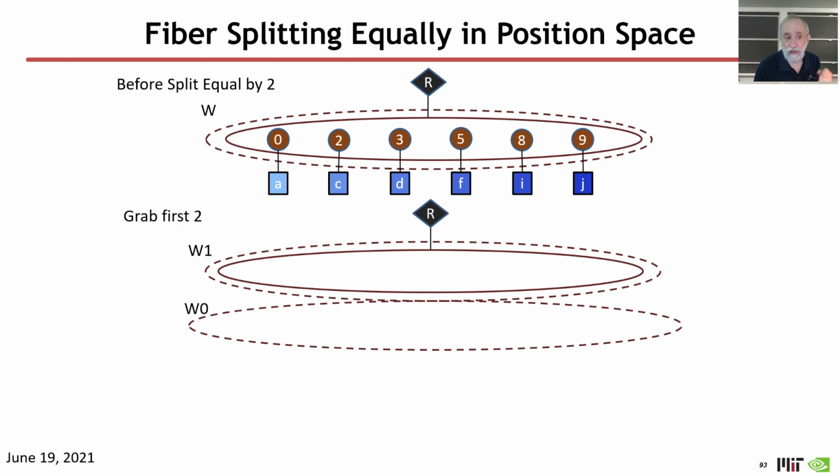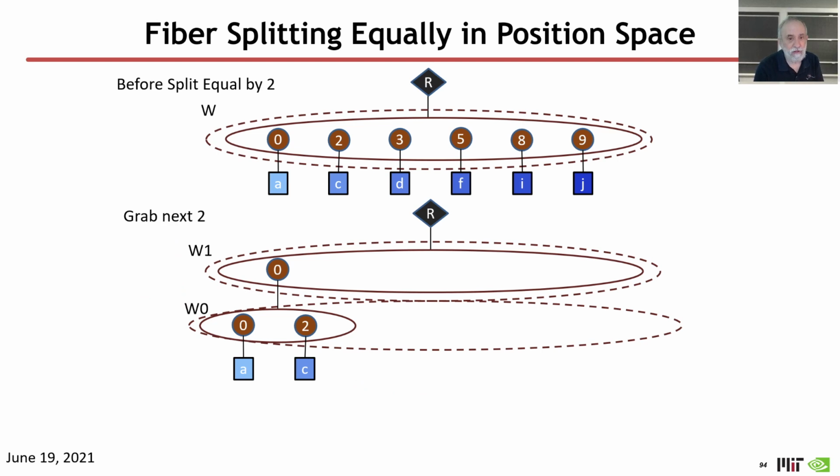We say, okay, let's first grab the first two coordinates of our original tensor. I grab them, I assign that coordinate 0, and then I create a new fiber in the next rank, which is going to be the first two coordinates in the original. So I'm going to have 0 and 2. Notice I've named these ranks after the name of the original rank, and I've called them W0 and W1, just to indicate that I have two separate ranks.